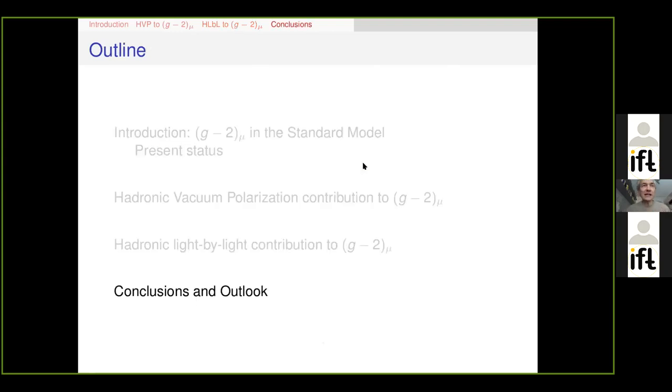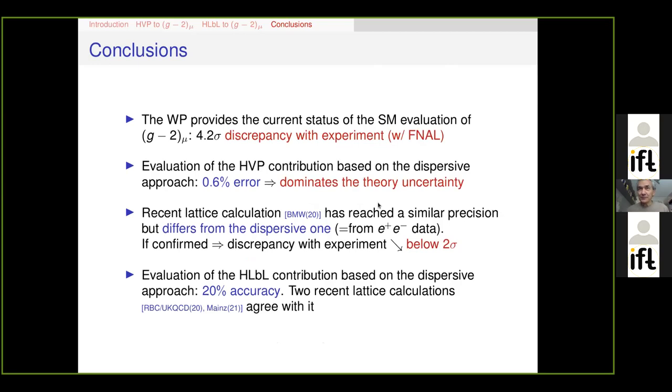So I'm already at my conclusions. I discussed what goes into the present standard model evaluation of the anomalous magnetic moment of the muon. The main contribution to the uncertainty is due to hadronic vacuum polarization. And here we have the problem that the only lattice calculation with a similarly small uncertainty does not quite agree with e+e- data. And of course, if that was the final answer, then the discrepancy with the experiment would be below 2 sigma.